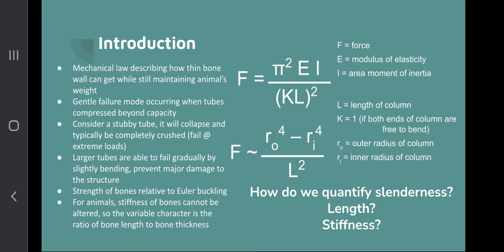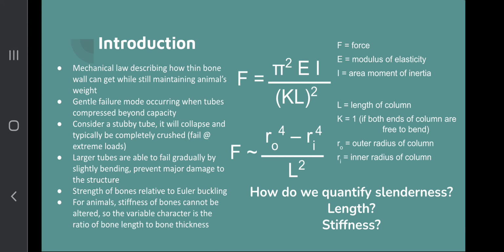So the strength of bones relative to Euler buckling shows that there's a trade-off between strength and mobility. We're comparing the actual weight to how strong the bone is itself. As it gets heavier and thicker, it's able to handle a larger animal weight, but it's also going to be moving less. And as it becomes less thick, there's more mobility for the animal, but the animal itself has a limit to how heavy it can get.